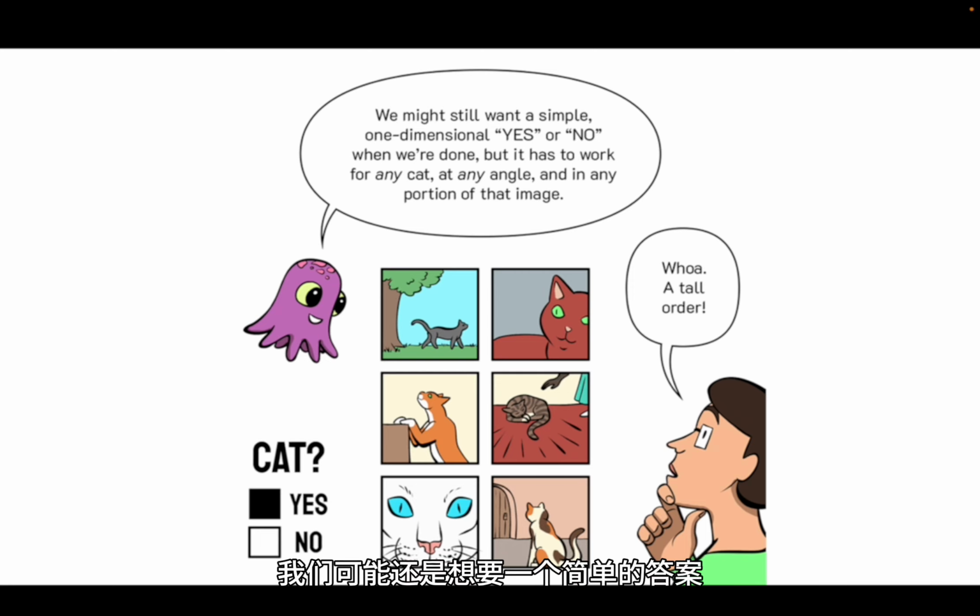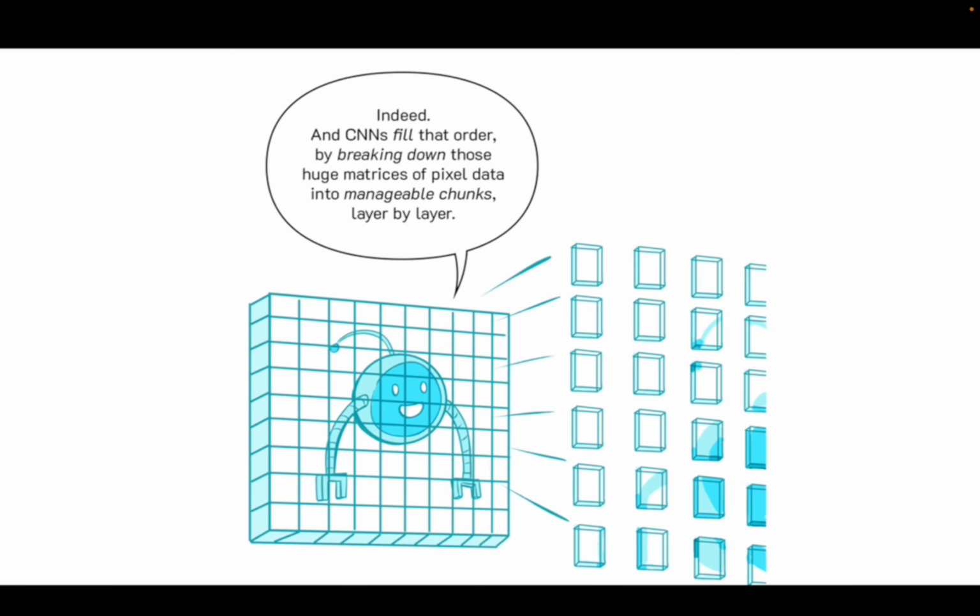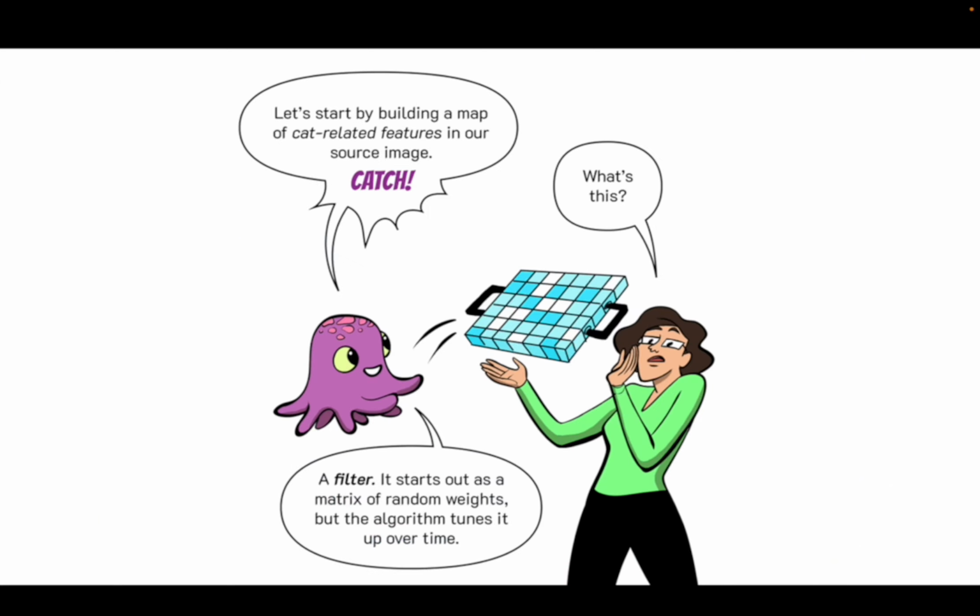We might still want a simple, one-dimensional yes or no when we're done, but it has to work for any cat at any angle and in any portion of that image. Whoa, a tall order! Indeed, and CNNs fill that order by breaking down those huge matrices of pixel data into manageable chunks layer by layer. Let's start by building a map of cat-related features in our source image, catch.